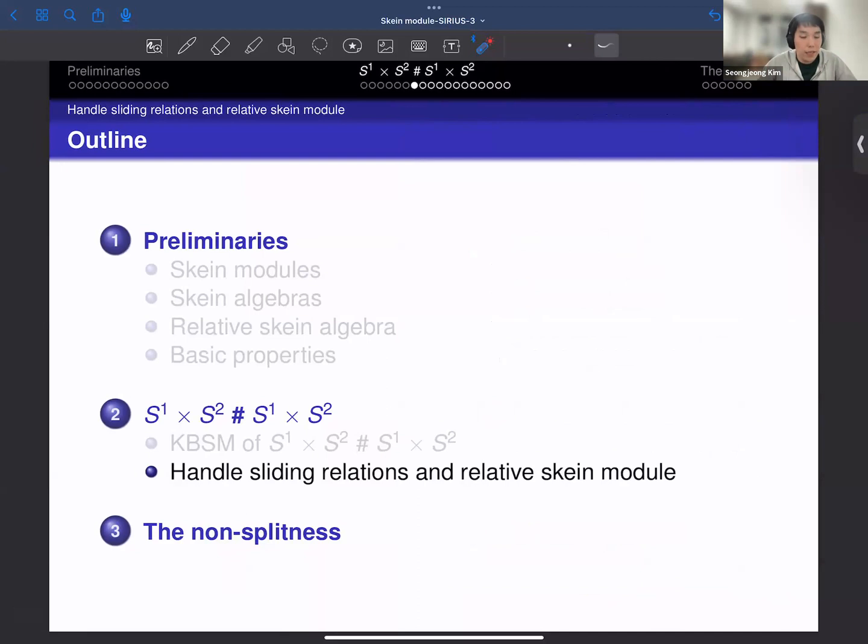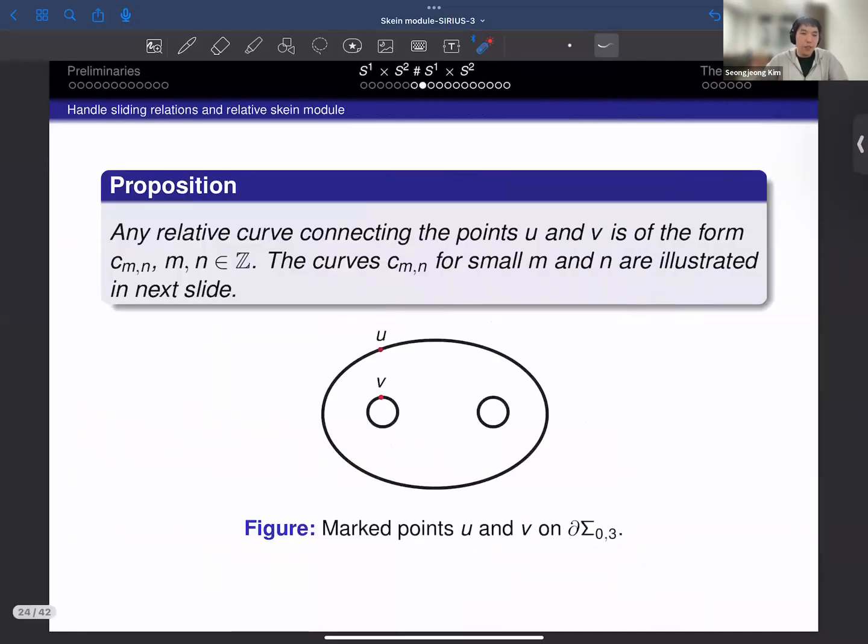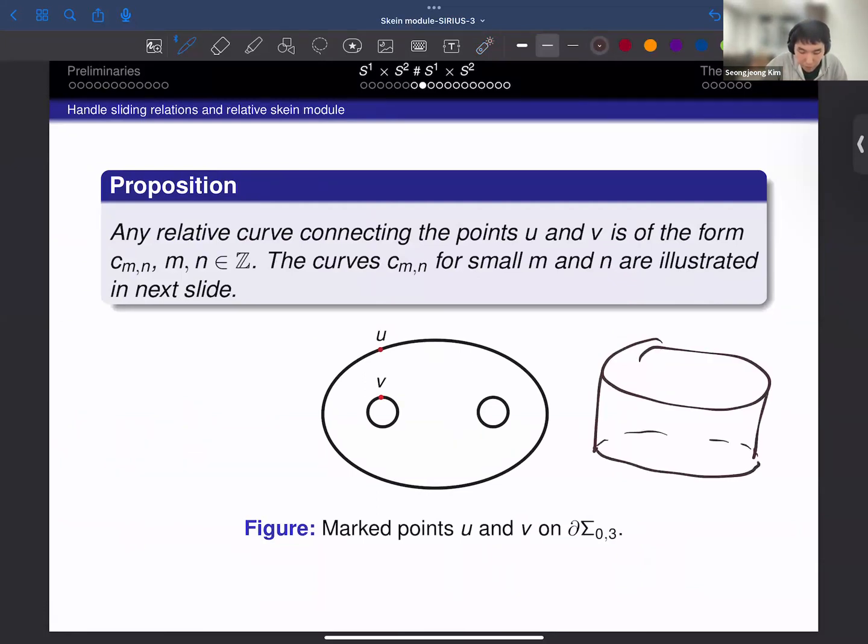So to find the Jm, let's use the notion of relative KBSM. Let's consider the second surface, more precisely the second disk with two holes. And let's take two framed points here and here, and let's note U and V. And its projection looks like this.